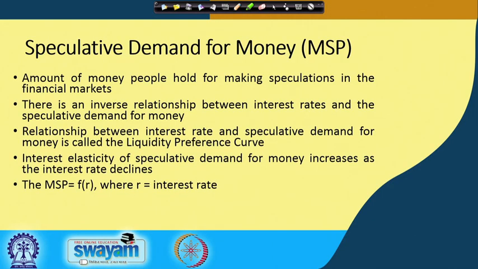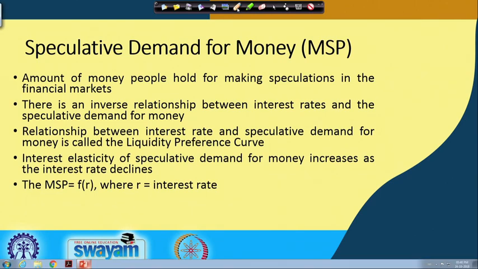But if the interest rate is very high, then the cost of the fund will be costlier, and the investor may not be inclined to borrow the money at that high cost. That is why the demand for money declines for speculative motives. So, therefore, there is an inverse relationship between the speculative demand for money and the interest rate. If you make a relationship between interest rate and the speculative demand for money, this is basically called the liquidity preference curve.